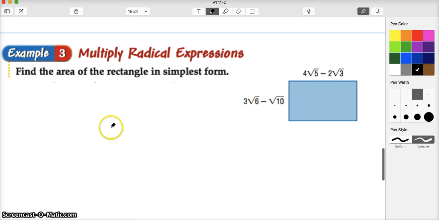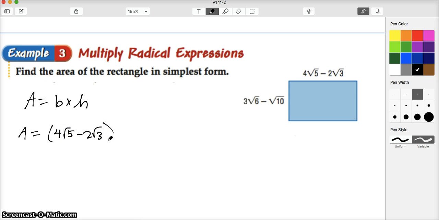We know the area of a rectangle is equal to base times height. And so the base has this value, and the height apparently has this value. So, golly geez, what are we supposed to do? So base is going to be 4 root 5 minus 2 root 3. And the height is going to be 3 root 6 minus root 10.